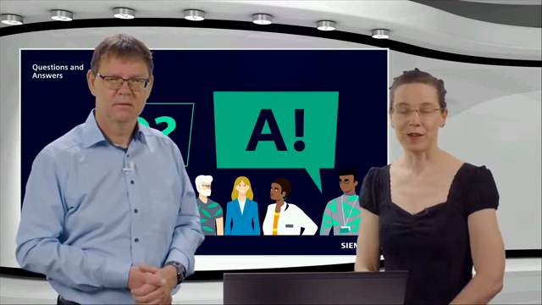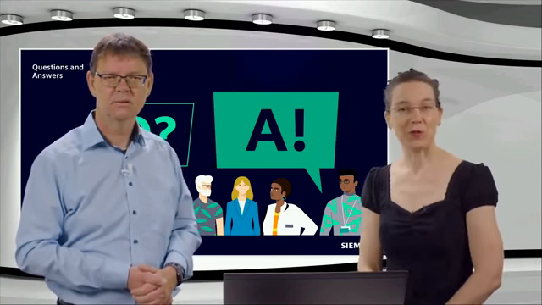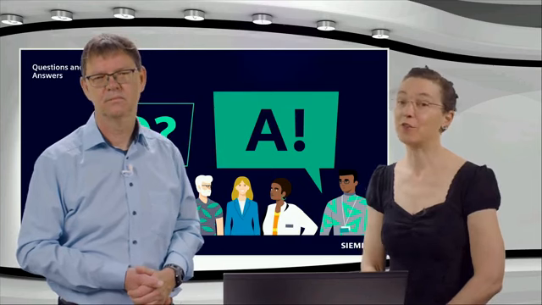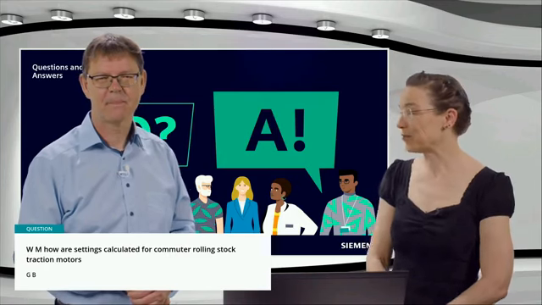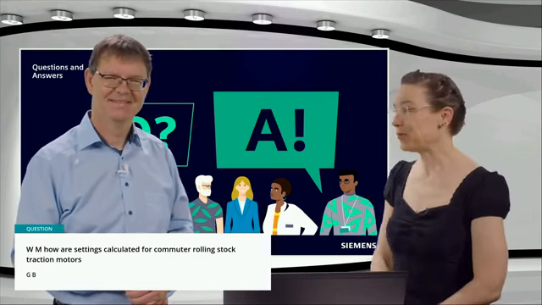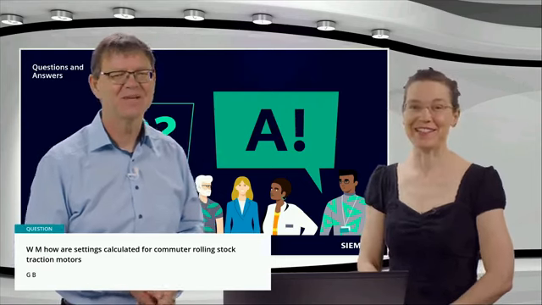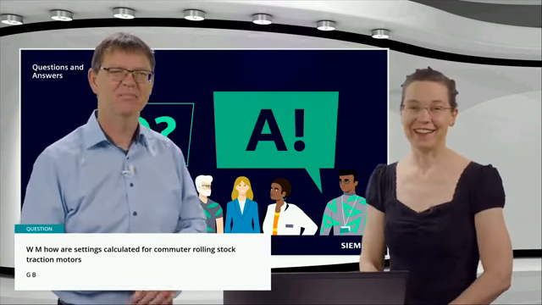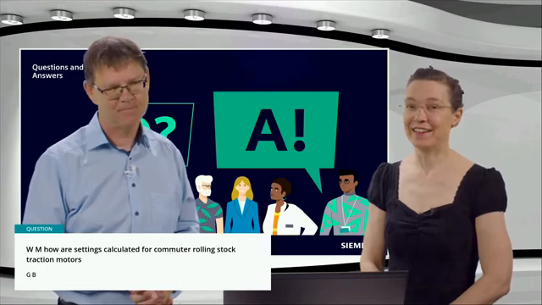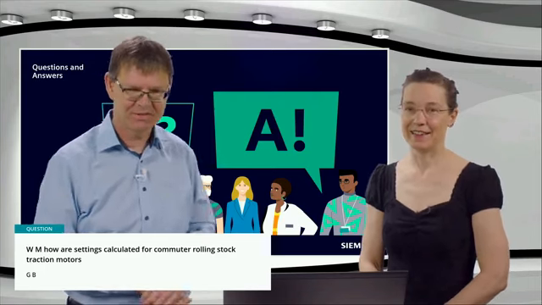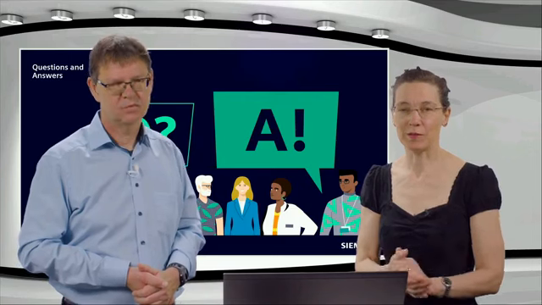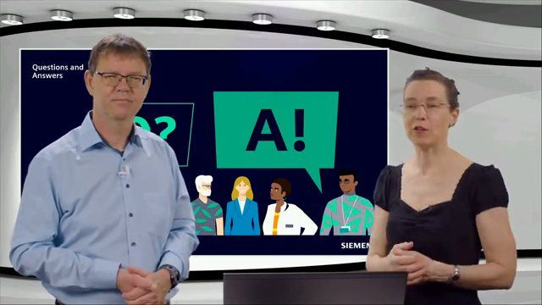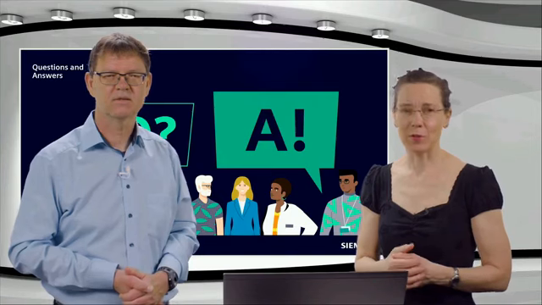Okay, and the next one is a rather special one. VM wants to know, how are settings calculated for commuter rolling stock traction motors? That's a special type of motor, right? Did you already work on that? No experience. I don't know exactly what that means. So we have to maybe come back, please, to me, and we can discuss, or you can explain the situation better. I'm really at a loss at the moment, sorry. And I think now we have a redundant question, once again, about the rotor temperature, already answered based on the model.